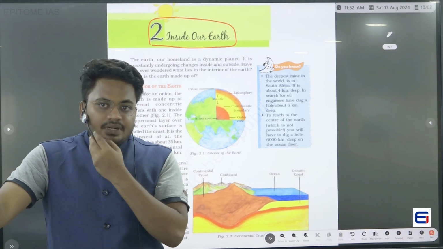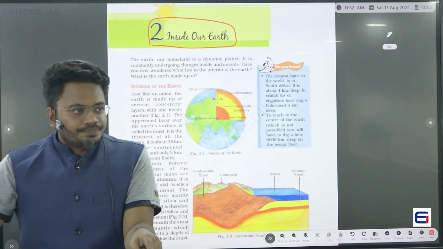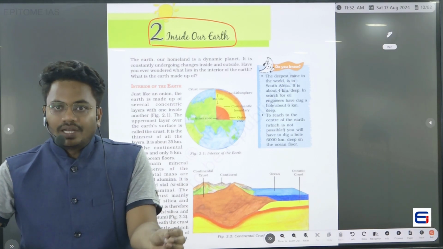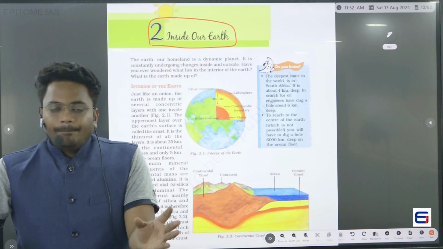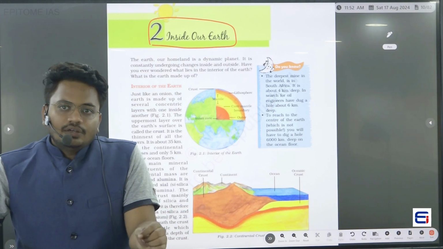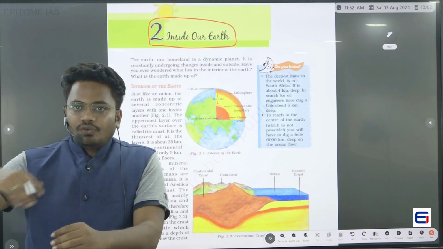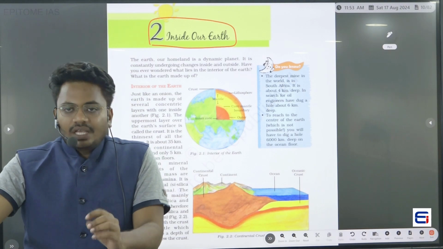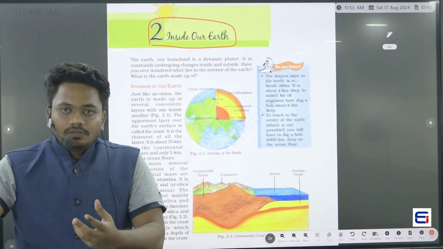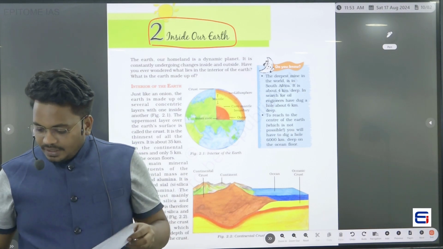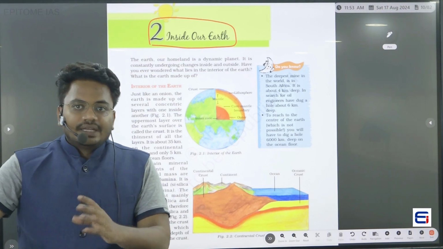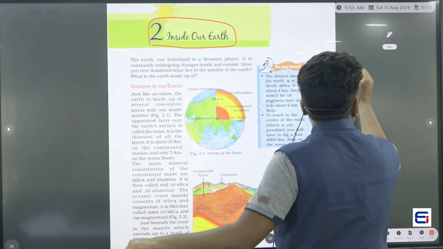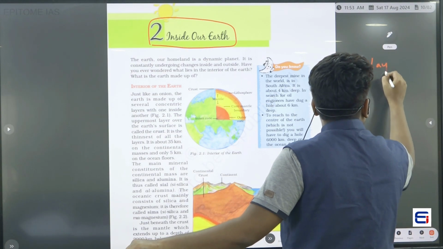Previously in class 6th NCERT we have seen that earth has different types of layers. In this class as well we will be recalling that. If you compare earth with an onion, when you are peeling off the layers of the onion, you go deeper into the core of that onion. In the same way, if you imagine earth as a ball, earth also has different types of layers. Earlier we saw that we have three layers.